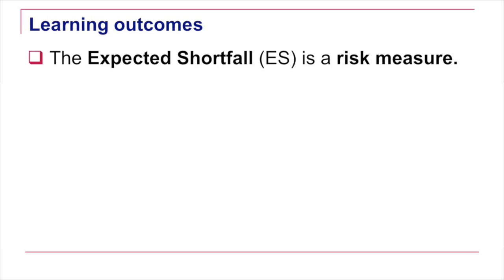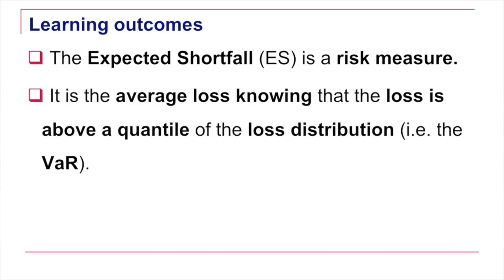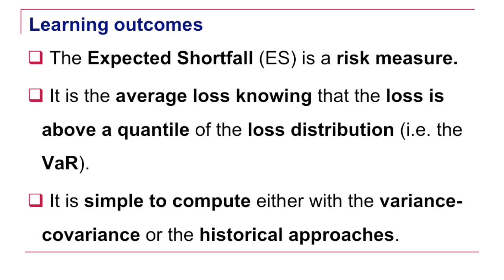So what are the learning outcomes of this session? Again, we have three learning outcomes. The first one is that the expected shortfall is indeed a simple, synthetic, and quantitative risk measure. It corresponds to the average loss return when my loss return is above the value at risk, and the value at risk corresponds to the quantile of a loss distribution. And the third outcome that we saw is that it's very, very simple to compute.